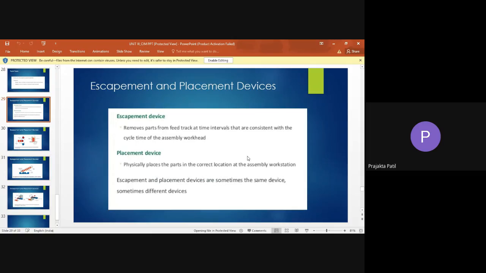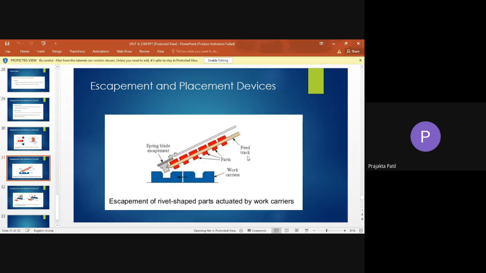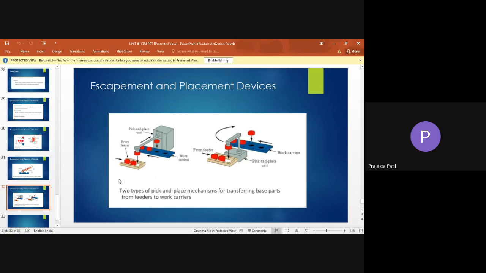So escapement and placement devices are sometimes the same device, sometimes different devices. Escapement of rivet shaped parts actuated by work carrier. You can see this is a little slant tilted type, and these are the parts. Okay, and these are the work carriers. So with the help of this spring blade escapement, when this component comes here, this will be pushed, and this red color rivet kind of part will get placed on this, and it will further take the parts. So escapement and placement devices, two types of pick and place mechanisms for transferring base parts from feeder to work carrier.